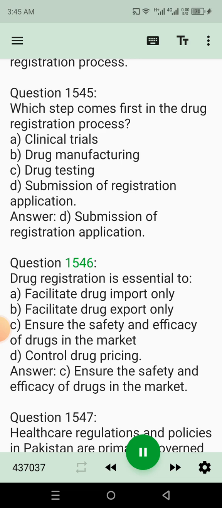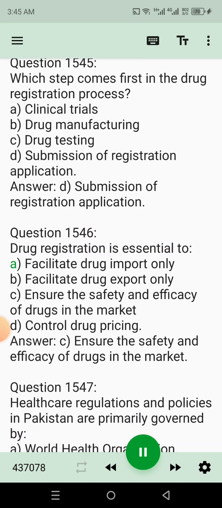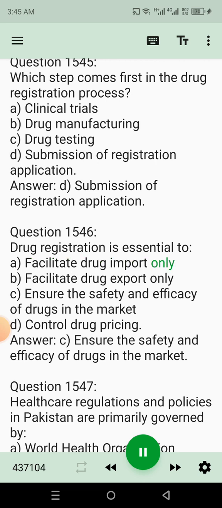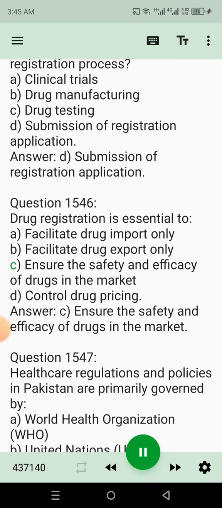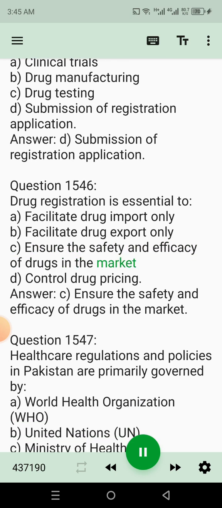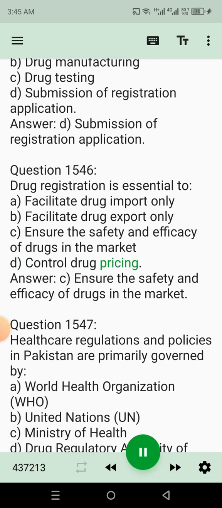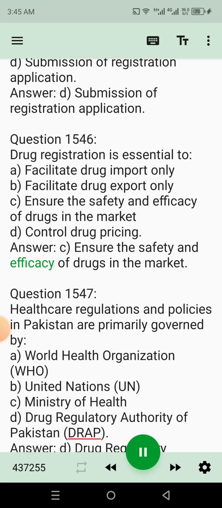Question 1546. Drug registration is essential to A. Facilitate drug import only. B. Facilitate drug export only. C. Ensure the safety and efficacy of drugs in the market. D. Control drug pricing. Answer: C. Ensure the safety and efficacy of drugs in the market.